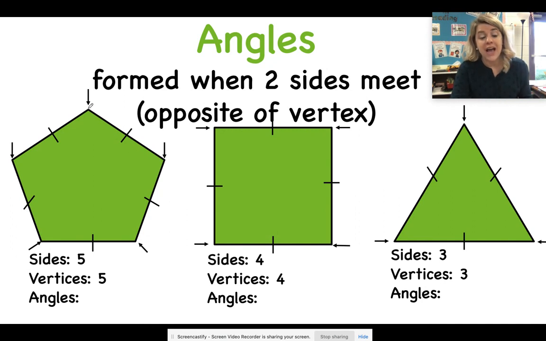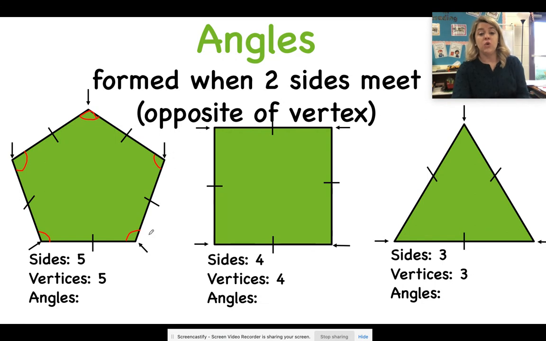So you're going to think about this as it is on the other side or the opposite side of a vertex. Okay, so here is my vertex. Here is my angle. Right here. Boom. That's my angle. Okay, so when we think about angles, they're going to be on the opposite side of the vertices. So here's an angle right here. Here's an angle right here. Here's an angle right here. And here is an angle right here.